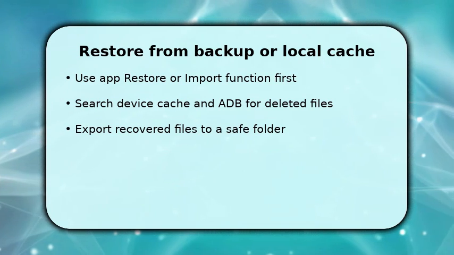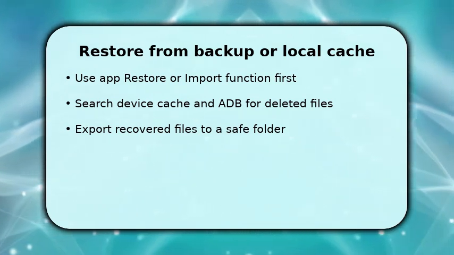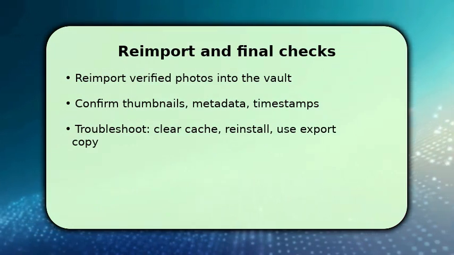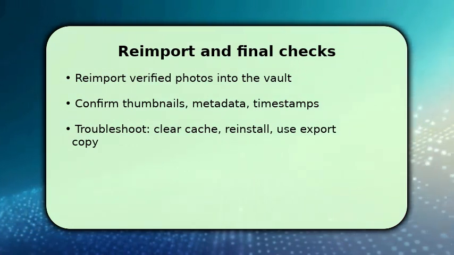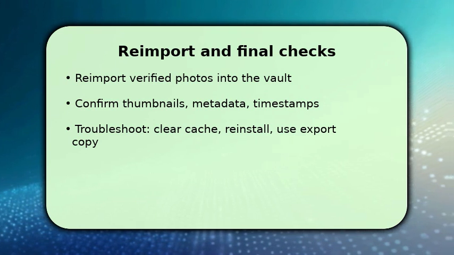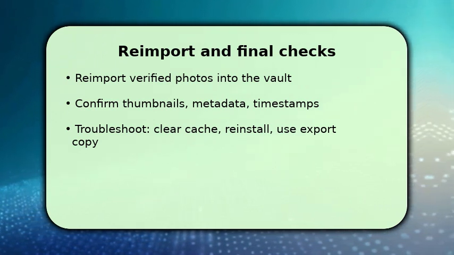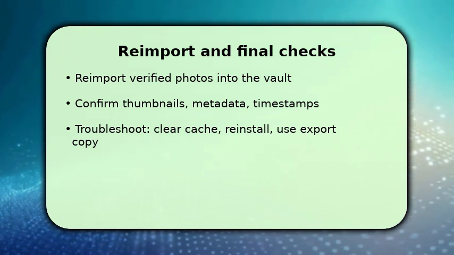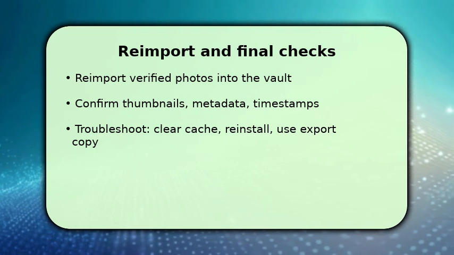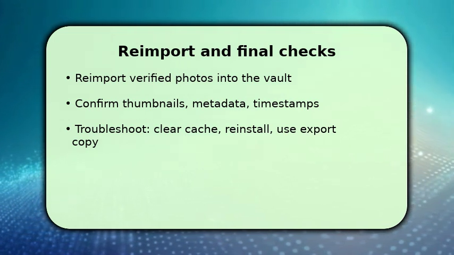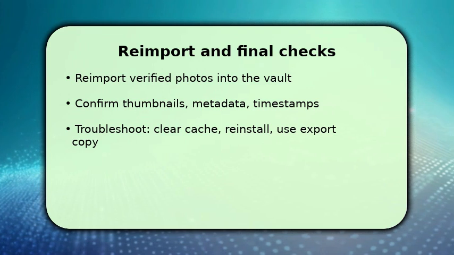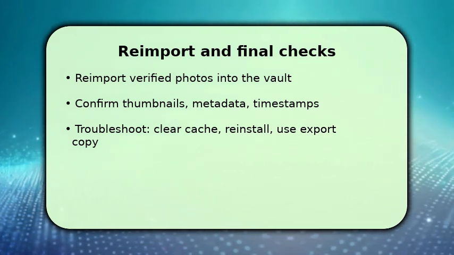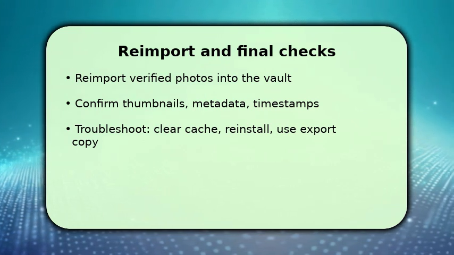You finish by re-importing the verified photos back into the Vault and confirming everything matches. Open a few files to check thumbnails, metadata, and timestamps so you know recovery succeeded. Make sure to re-enable any encryption or PIN settings. This secures your set. If something goes wrong, try clearing the app cache, reinstalling the Vault app, or using your exported copy to re-import. These steps often resolve permission or indexing issues that block visible results. Keep one backup.